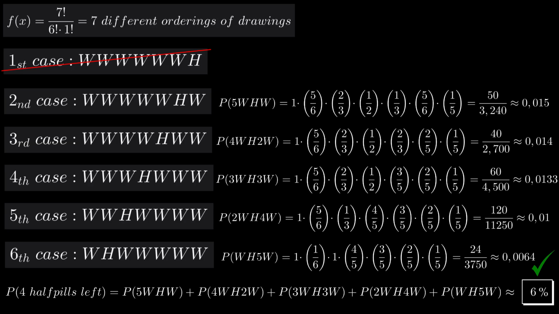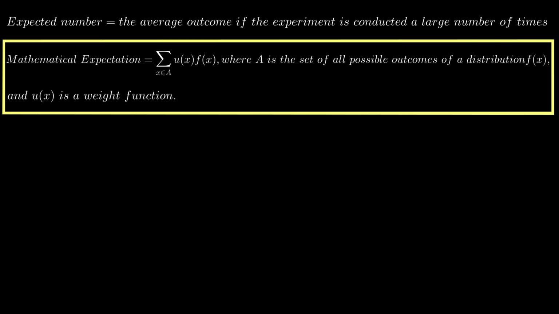So now let's answer the second question. What is the expected number of half pills left in the jar after the last whole pill has been removed? $1 million question. So let's start out by explaining what the expected number is. The expected number is just the average result that we end up with if we repeat the experiment enough times. This concept is called mathematical expectation.